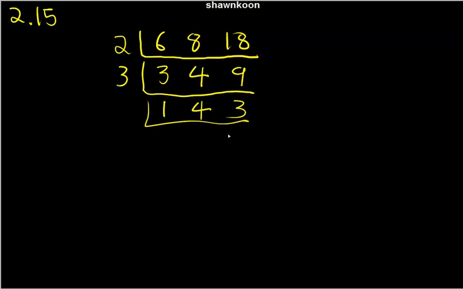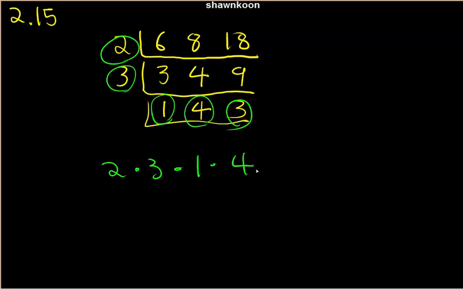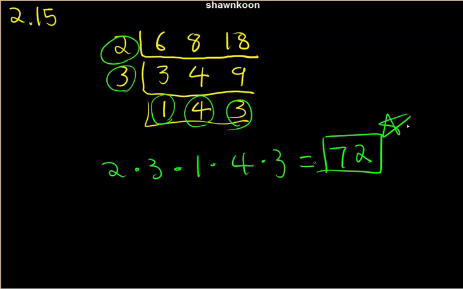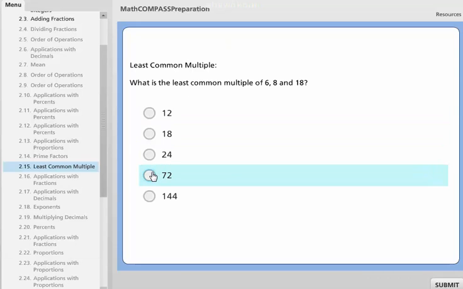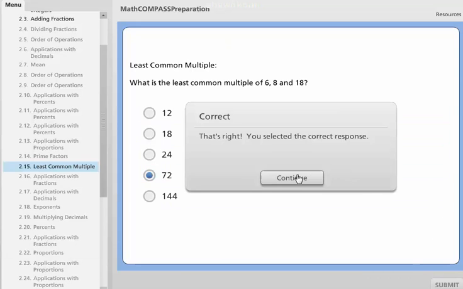So now we take the outside numbers here. 1, 2, 3, 4, 5 of them. So what we do next is multiply all these numbers. So 2 times 3 times 1 times 4 times 3. And if you do that, you will get 72, right? That becomes our least common multiple. And let's see if we have that in our answer. And yes, we got the right answer.